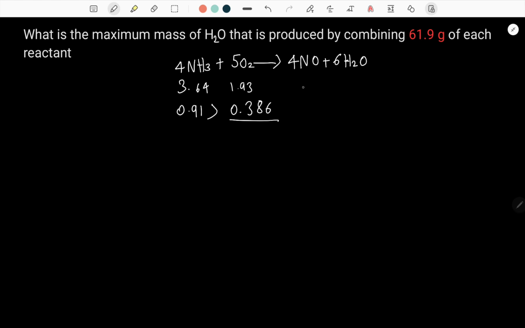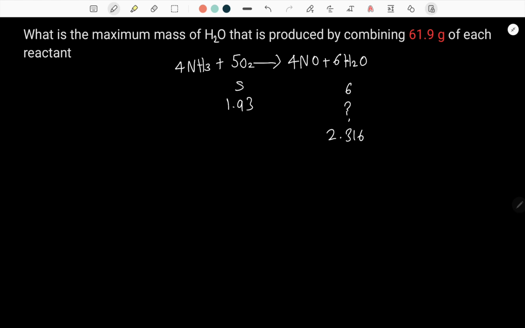Now we use it to calculate the H2O. Just use the cross multiply method. It is going to be 5 here and 6 there, and we know the number of moles of O2, which was 1.93, and now we cross multiply. So 6 times 1.93 divided by 5 will give you 2.316. This is the number of moles of H2O.